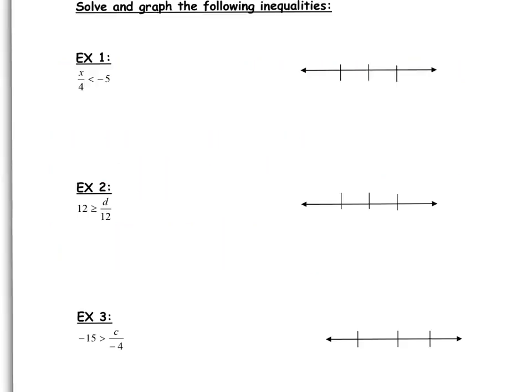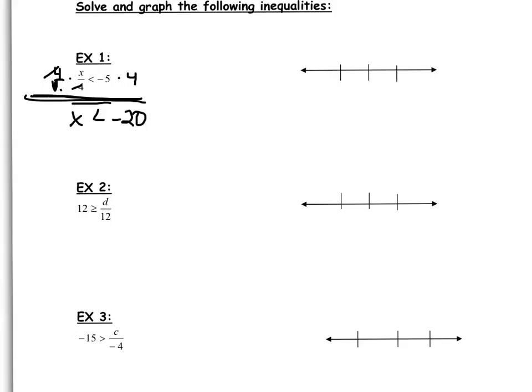Okay, we'll start with example 1. Write the inequality down. We're going to solve for x and then graph it. In order to solve this, we need to multiply both sides of the inequality by the denominator, which is 4 over 1, and then do the same thing to the other side, which is 4 there. You would cross cancel that. You get x is less than negative 20.